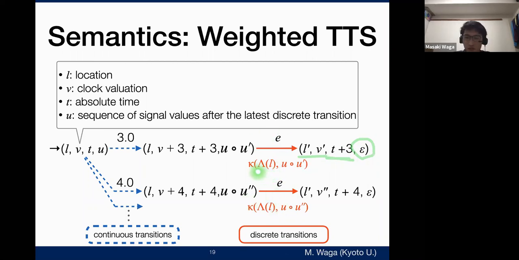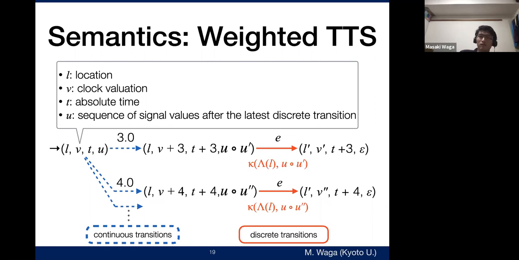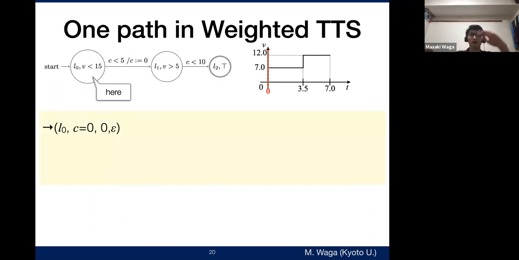And for that, we use this constraint, the signal value constraint at this location L, and this sequence of the signal values observed after the latest discrete transition at this location L, which is this one. Yeah, and by feeding these two things to the weight function, we obtain the weight at this discrete transition. And we do the same thing for each discrete transition. And now we have defined a weight for each discrete transition. But in order to obtain one value for an automaton and the signal, we have to accumulate these values. And we do an accumulation over a path and over all the paths on this weighted TTS. And it's something like this.